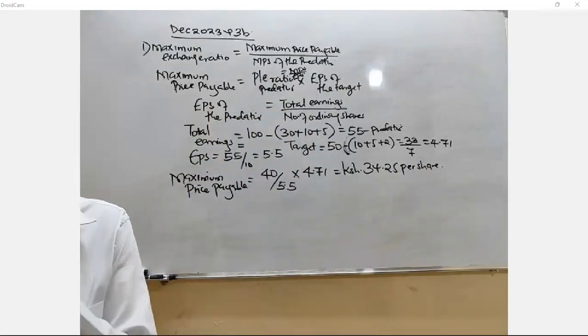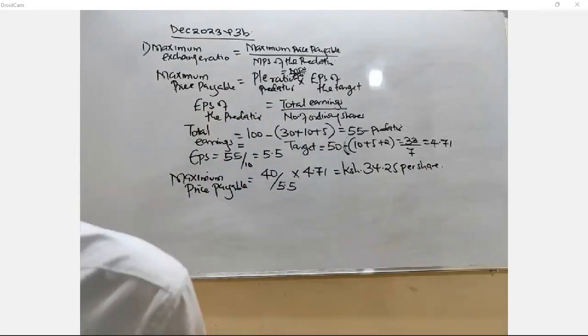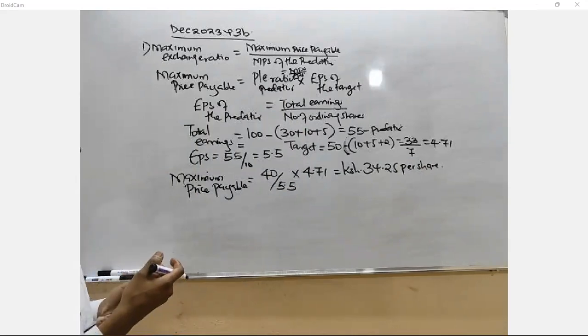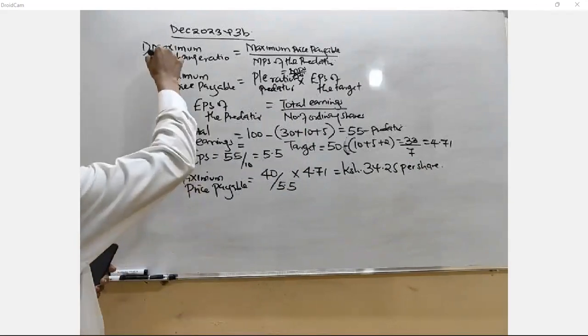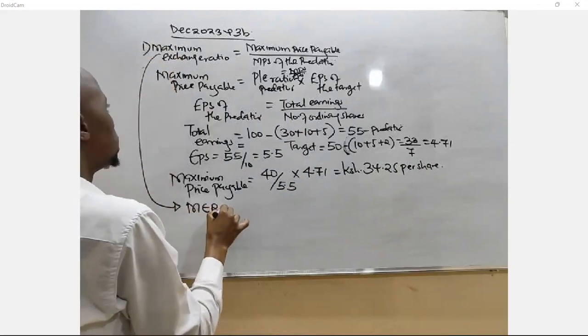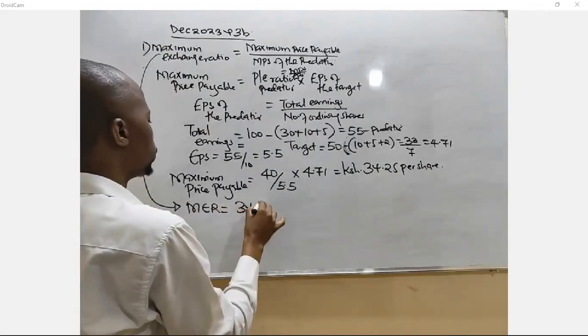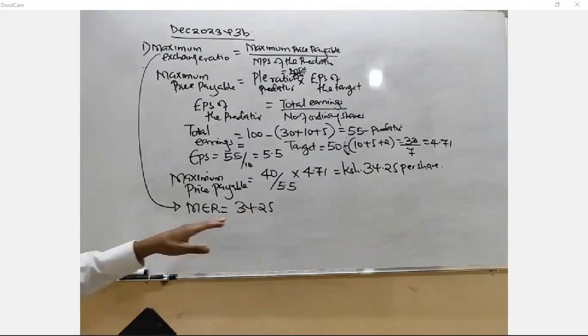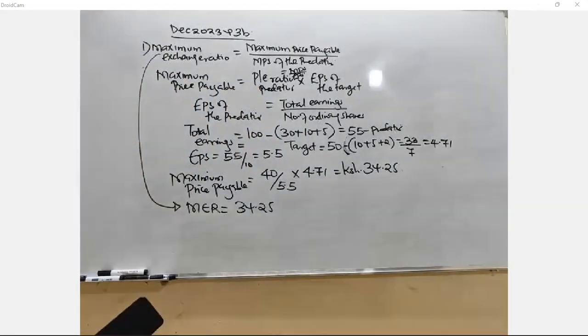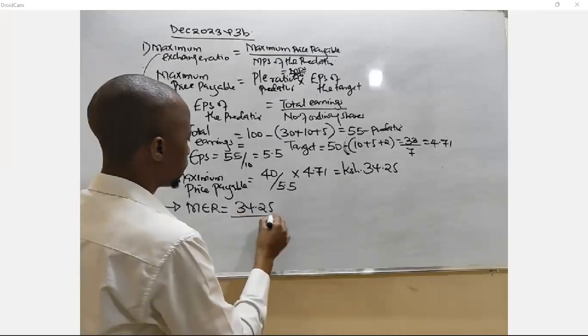Right? 34.25 per share. Is it per share? 34.25 is the maximum price payable. So in this case, it means the maximum exchange ratio. To get the maximum exchange ratio, we take 34.25, which is the maximum price payable. It should not be per share, right? Now, that 34.25 we divide by the market price per share of the Predator.